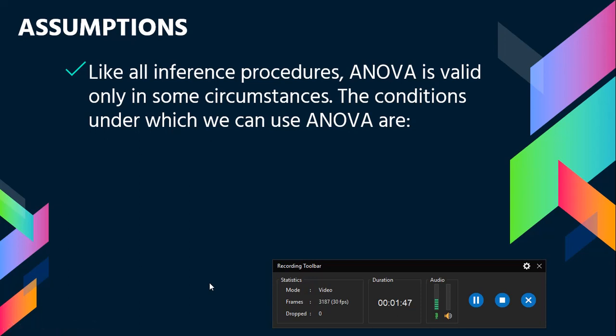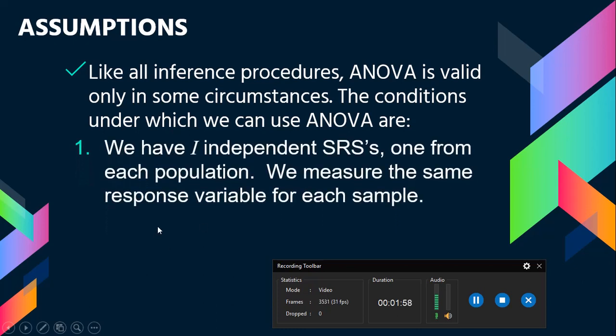Just like any inference test, we want to make sure that we meet the assumptions of the test before we proceed. So the ANOVA is going to be valid in some circumstances. And the first is that we have I independent simple random samples, one from each population. So if we were comparing the different grade levels and how much they eat in the cafeteria, we would need a simple random sample of freshmen, sophomores, juniors, and seniors. So we would need 4 independent SRSs. But you would measure the same response variable in each sample. So maybe what percentage of the lunch they ate or what percentage they threw away.